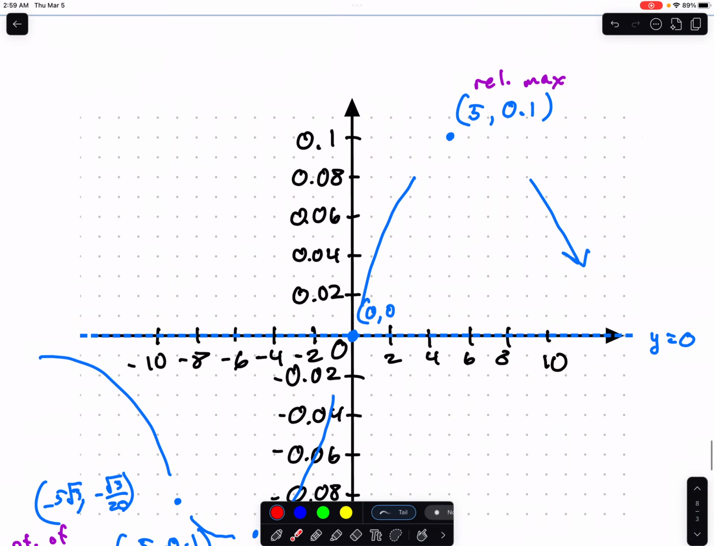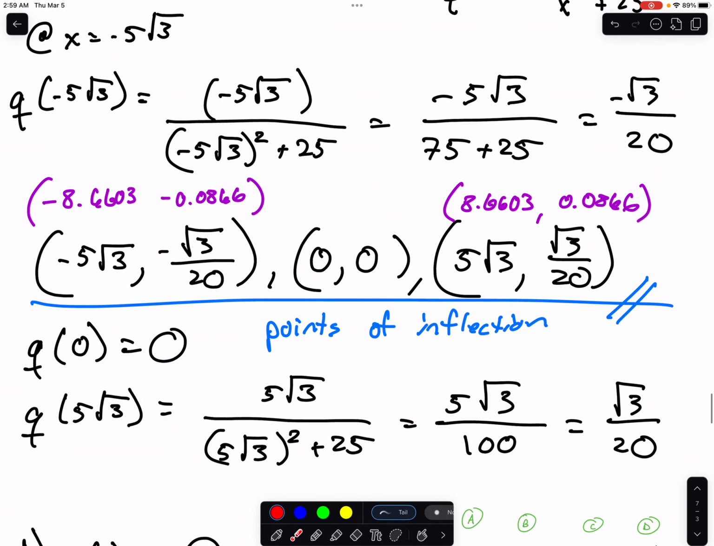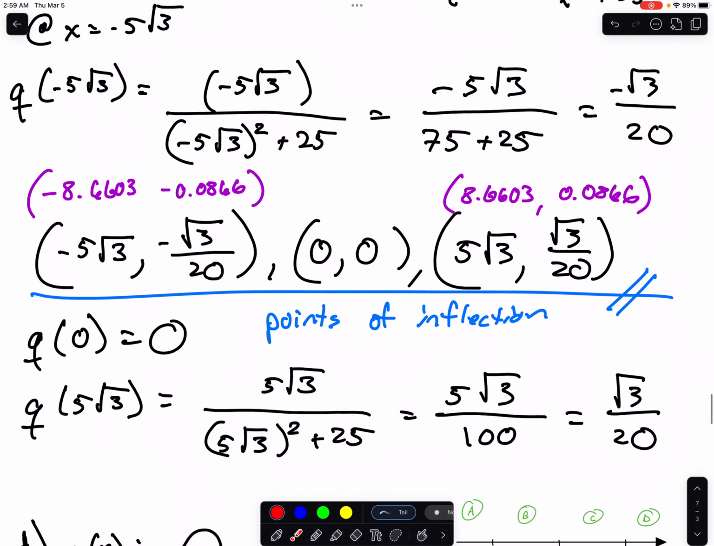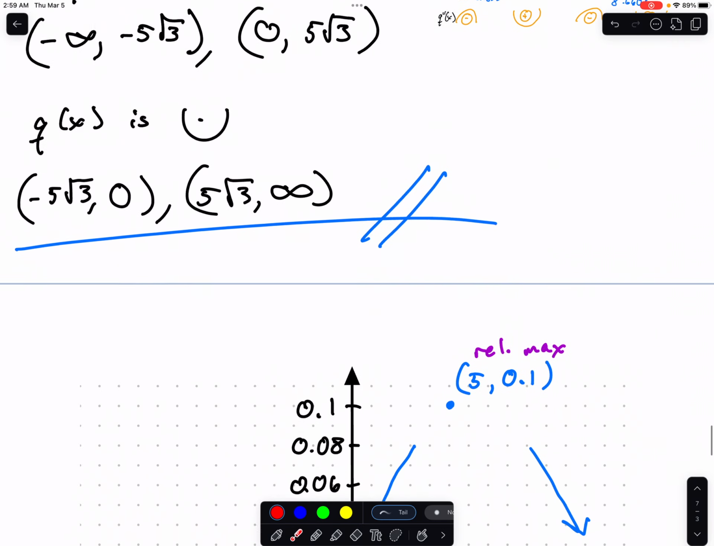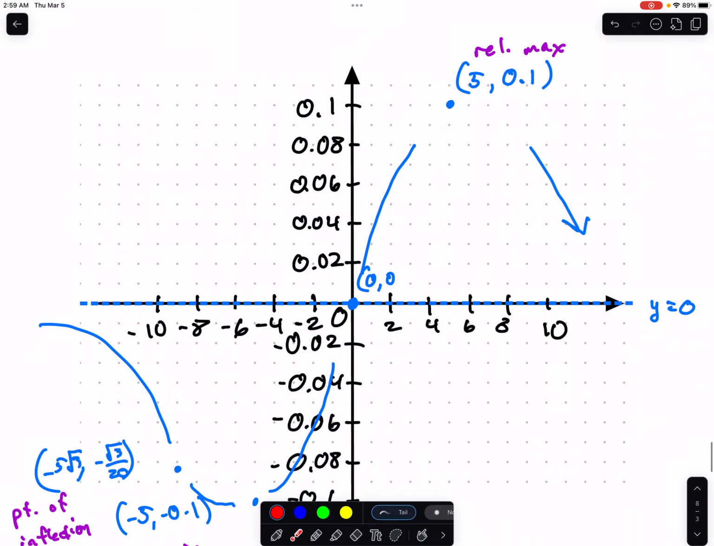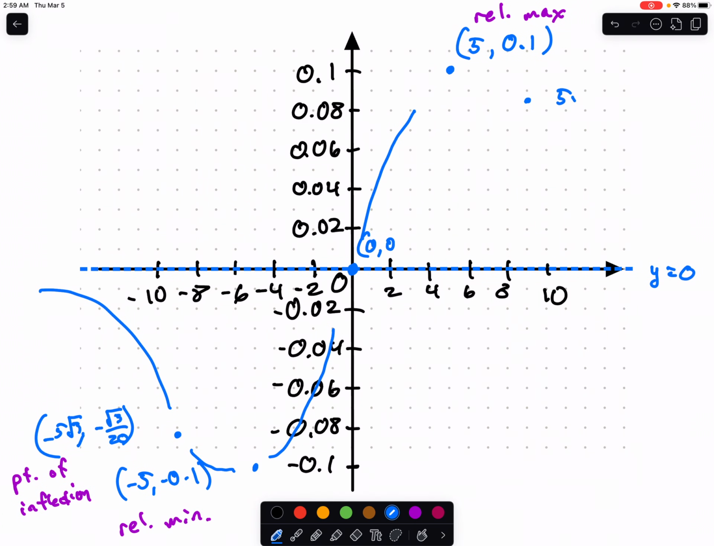And then let's get our other point of inflection. That's like that 9 and 0.085 approximately. So, okay, I see it. I'm gonna get rid of this. 9.085 is about here, and this is going to be 5√3 comma √3/20. Okay, that's a point of inflection. I'll label it. This is a point of inflection.